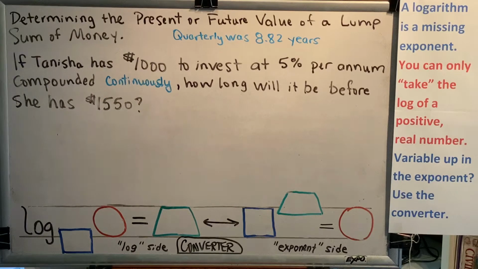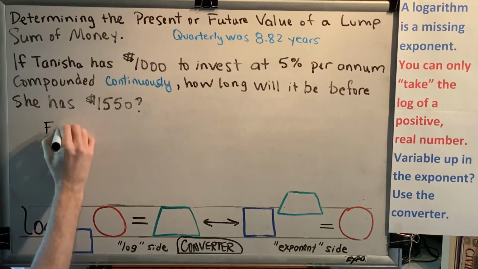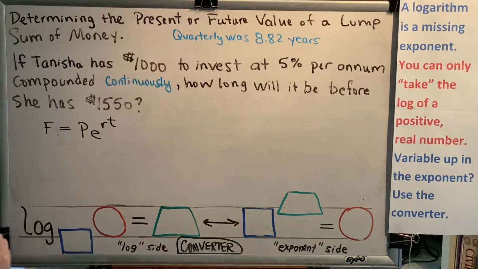Then how long would it be before the $1,000 turns into $1,550? All right, so let's go ahead and solve this problem. Continuously means we're dealing with a different formula. When you see that an account is compounded continuously, we're using the PERT formula: F equals P e to the rt power.